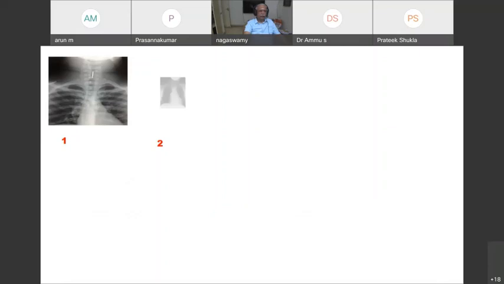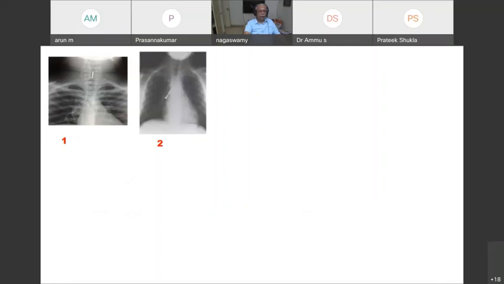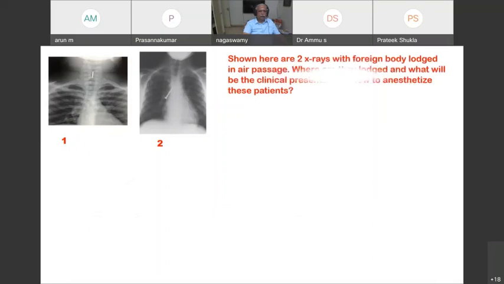Now I am showing you 2 pictures, X-rays. Shown here are 2 X-rays with foreign body lodged in air passage. Where are they lodged and what will be the clinical presentation and how to anesthetize the patient with this foreign body? Usually it happens in pediatric patients. Now, where do you think is the foreign body in picture 1 and where do you think the foreign body is in picture 2?